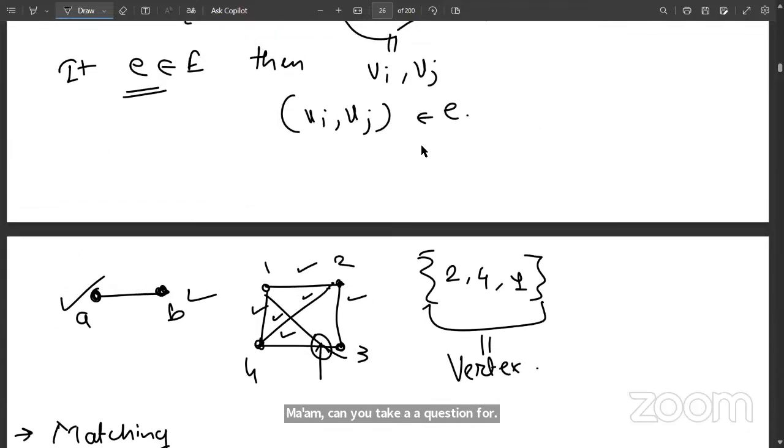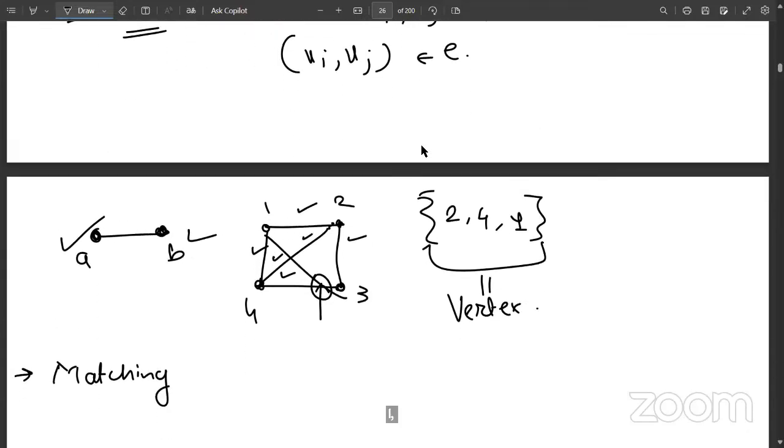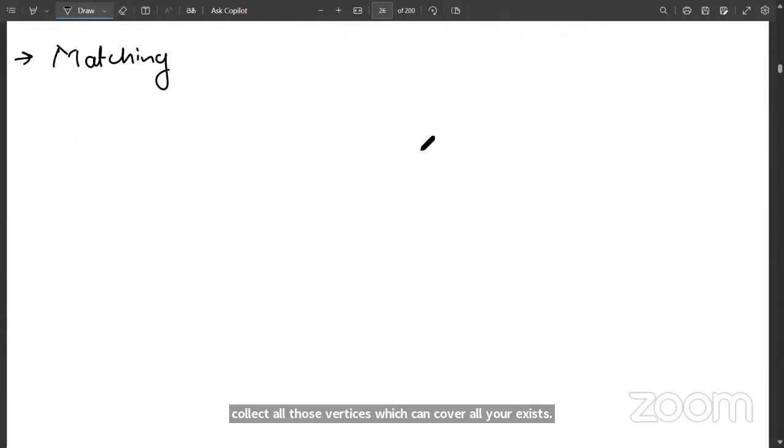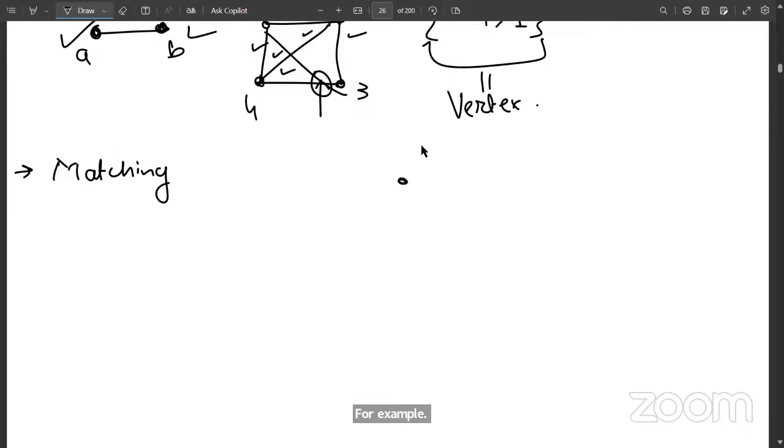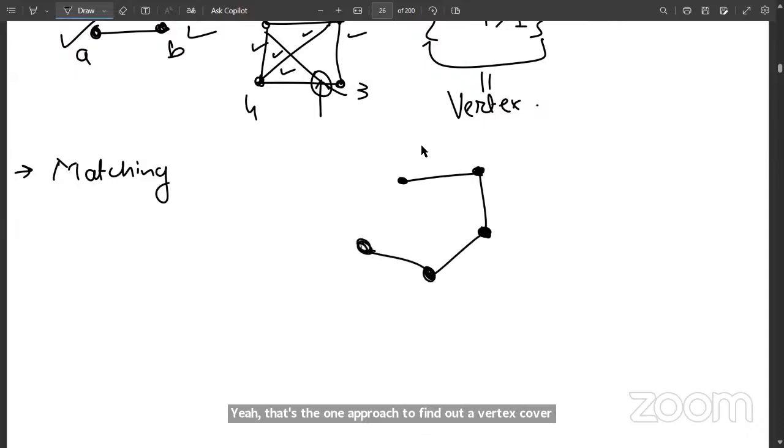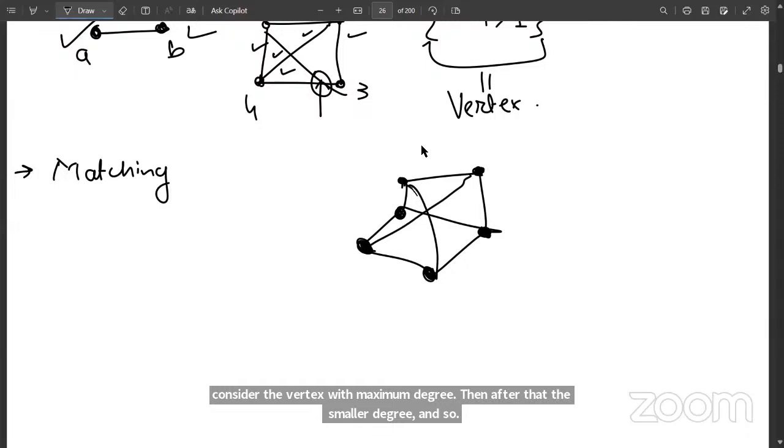See, a vertex cover means you have to collect all those vertices which can cover all your edges. For example, you can take the vertex with the maximum degree. That's one approach to find a vertex cover in any graph. First consider the vertex with maximum degree, then the smaller degrees, and so on. Suppose this is one kind of graph.